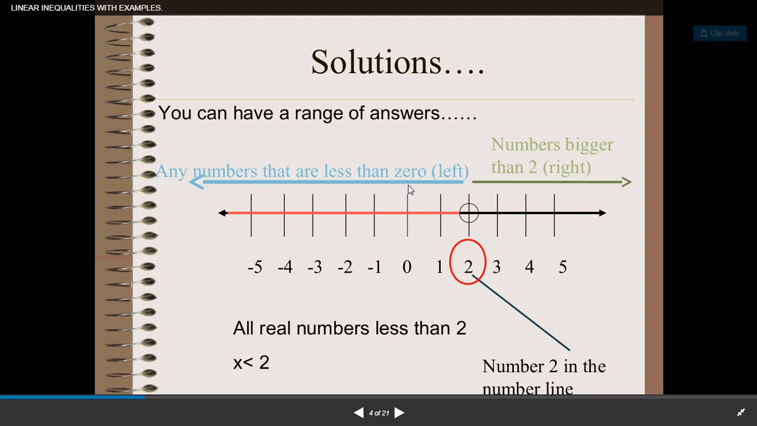There's a mistake here. This value should be any number which is less than 2. So all such values will lie to the left. So the same, if it were to be represented in a mathematical expression, becomes x less than 2. So this means I'm talking about this red color line which shows the range of all the values which are less than 2.